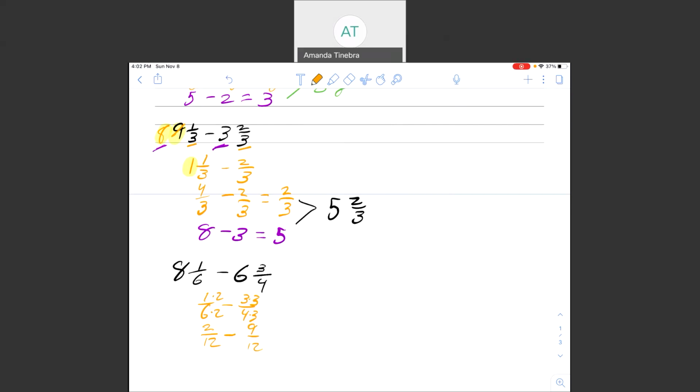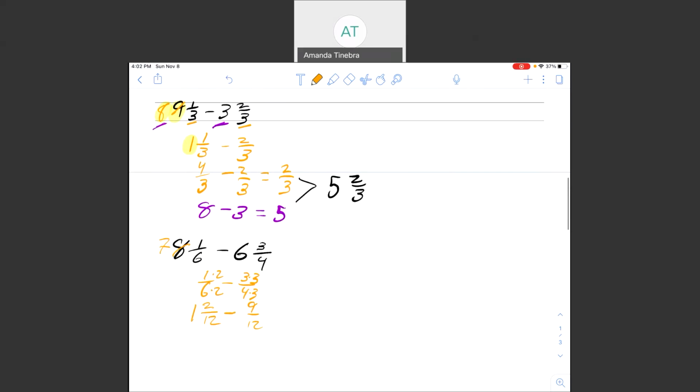So I'm coming back to my 8. I say, okay, 8, you get to turn into a 7 and give that extra 1 to my fraction, 1 2/12. Now, 1 2/12 I can turn improper. 12 times 1 is 12, plus 2 is 14/12 minus 9/12. If you need a review of how to turn mixed numbers into improper fractions, that video was in this unit. Okay? 14 minus 9 is 5, and we have 12ths.